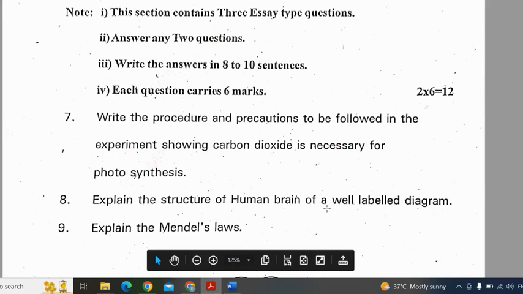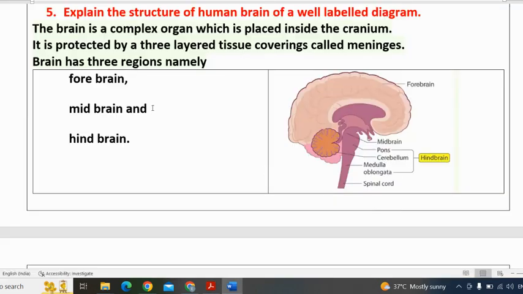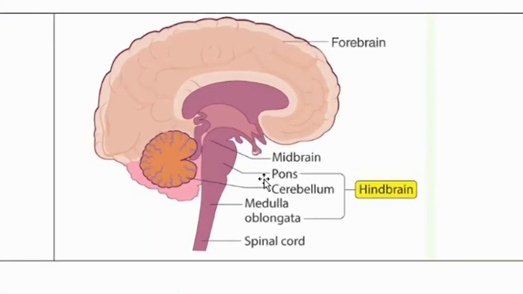Explain the structure of the human brain with a well labeled diagram. So the brain is a complex organ which is placed inside the cranium. Brain has 3 regions, namely forebrain, midbrain and hindbrain. So you have to draw this diagram, students.